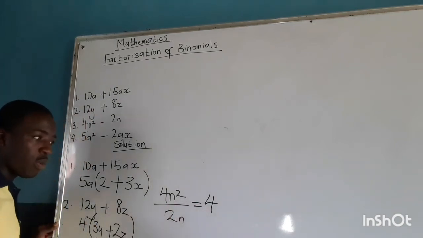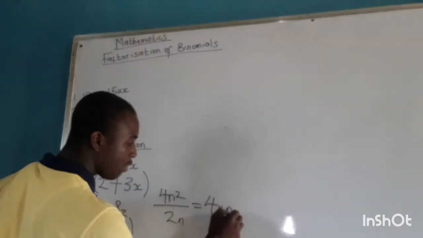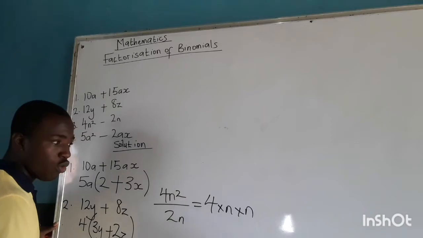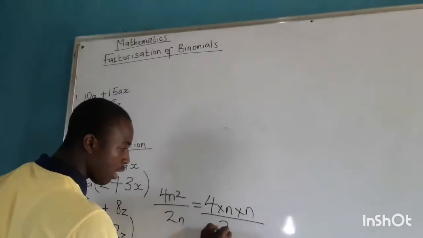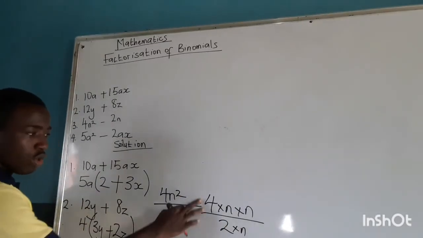This n, like I talked before, means n times n. So you have n times n times n, which means n raised to the power 2. Then all over 2 times n. 2n means n times 2 times n, and 4n means 4 times n. So you get something like this.